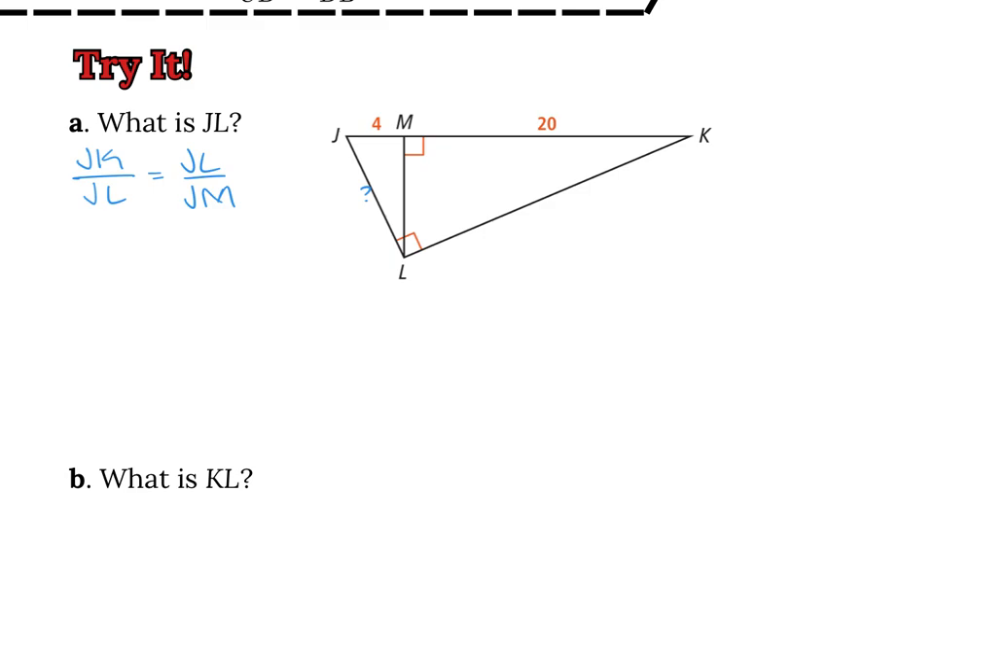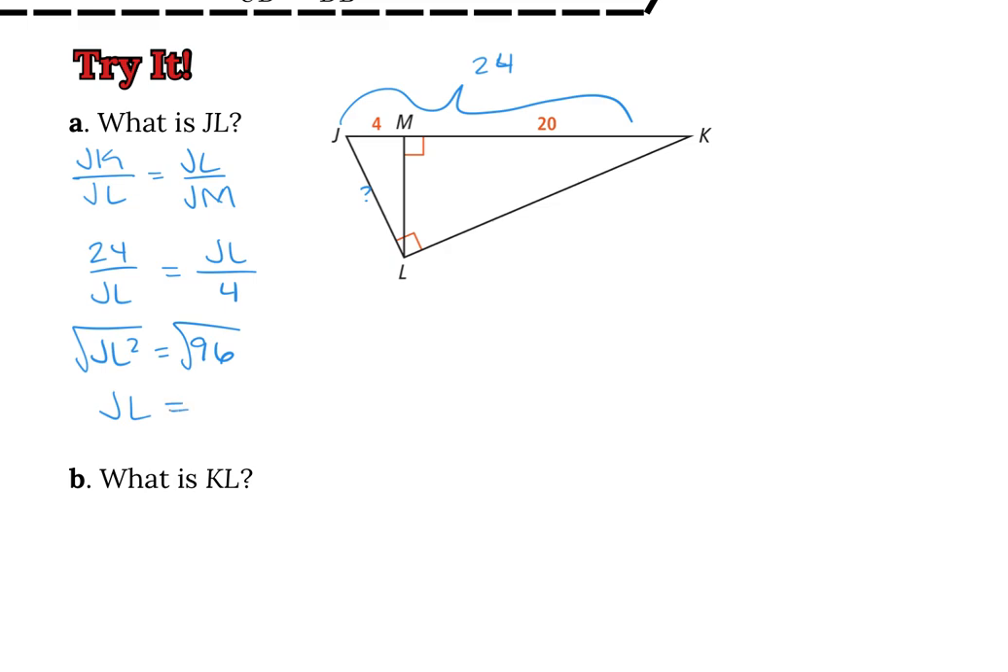Okay, JK is both of my segments added together, so I'd get 24. So 24 over JL, which is what we're looking for. JM, the segment is 4. Cross multiply. Take the square root. So JL will end up equaling 4 square root 6 or 9.8.